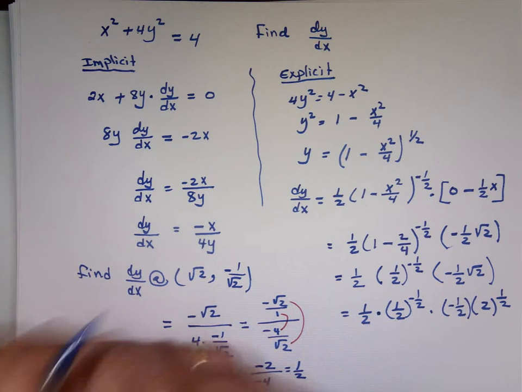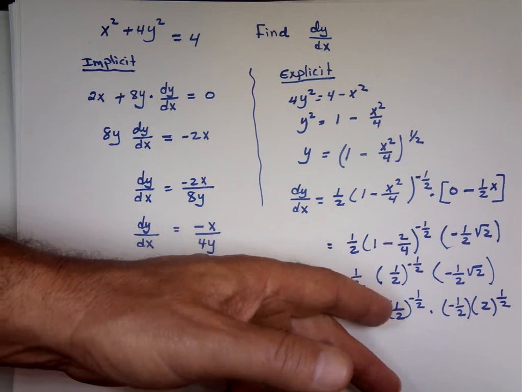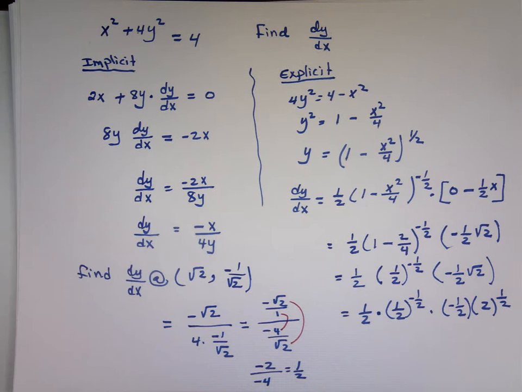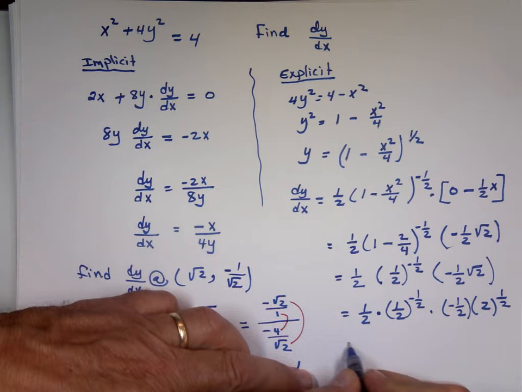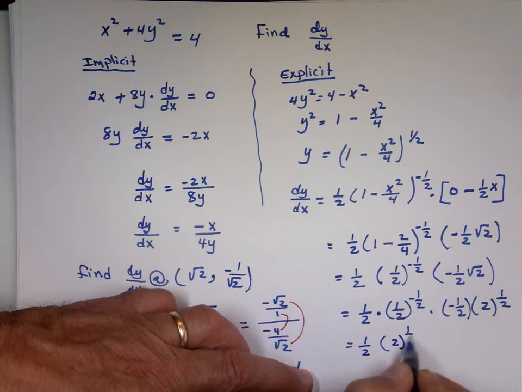When you have a negative exponent, one quick way to fix that is to flip the fraction and change the exponent to positive. When you flip that, it becomes 2 over 1, which is 2, and that's to the power of 1/2.